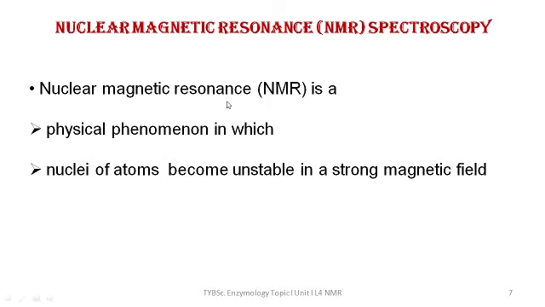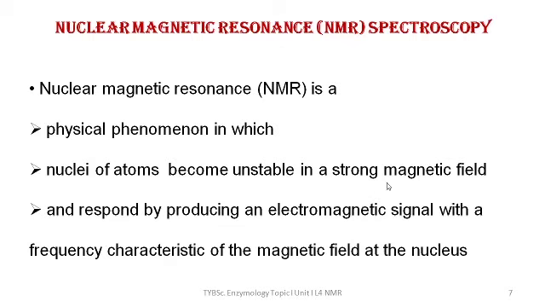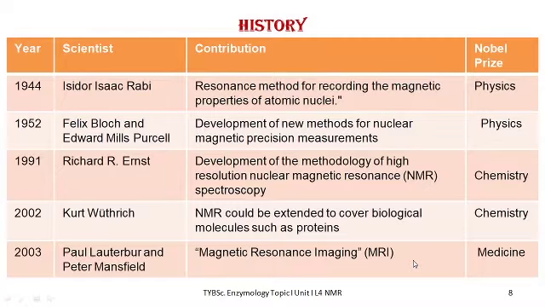Thus, nuclear magnetic resonance is a physical phenomenon in which the nuclei of the atoms become unstable when they are subjected to a strong magnetic field, and they respond by producing an electromagnetic signal with a frequency characteristic of the magnetic field at the nucleus.